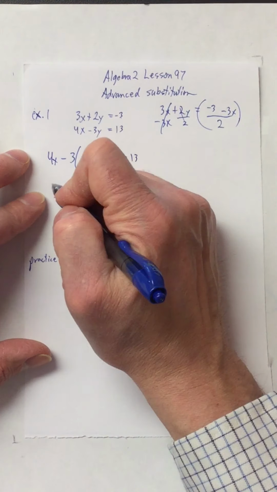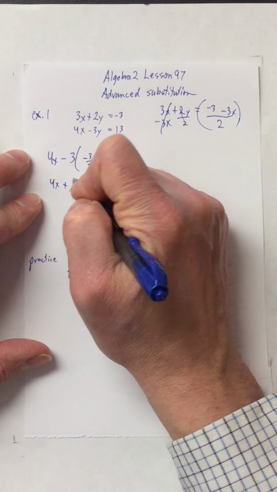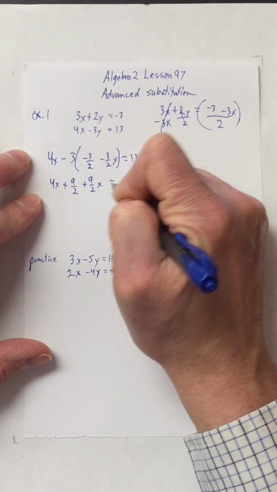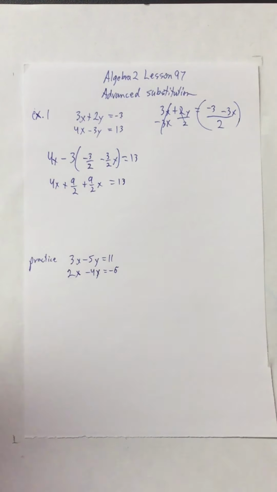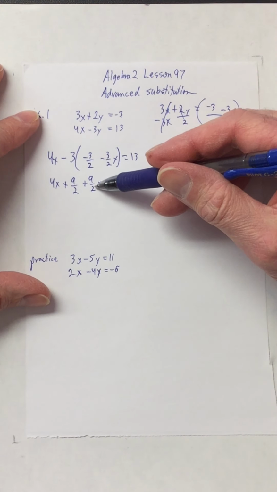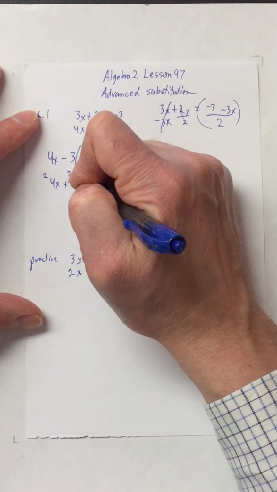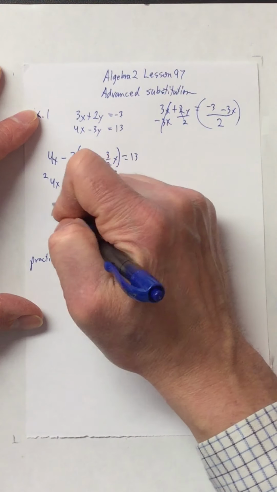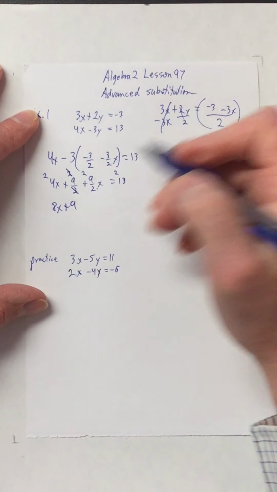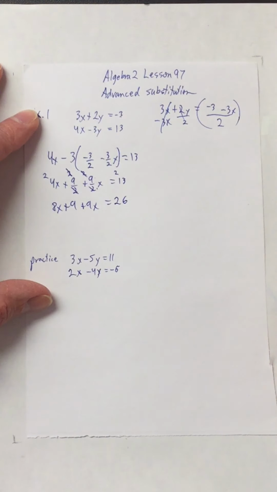Okay, so I'm going to remove my parentheses. I get 4x, and negative 3 and negative 3 gives me a positive 9 over 2, plus 9 over 2x equals 13. Now my next step is to get everything into the numerator, so I have to remove my denominator. It looks like I'm going to multiply everything by 2. So 4 times 2 gives me 8x. This 2 and this 2 cancel out, so I'm left with a plus 9. Same thing here, plus 9x equals, and then 2 times 13, which is 26.